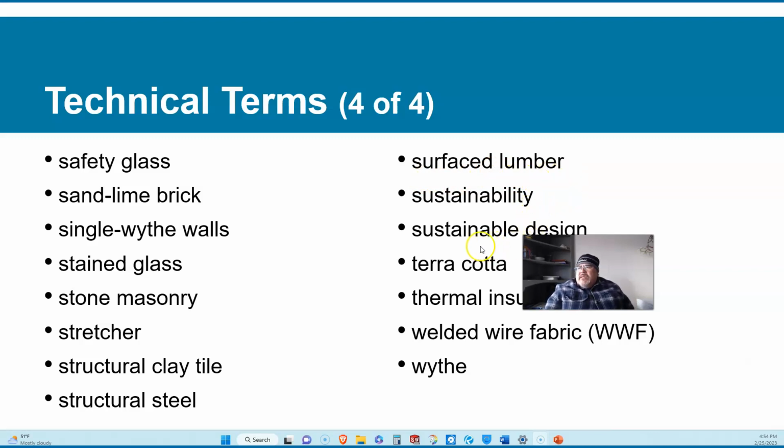Sustainability. Sustainable design. Something that is designed with an intent to maintain a certain sustainability. So terracotta. What is terracotta? Where is it used? What's it used for? Just so some are aware, it's a type of clay tile. Thermal insulation. We've spoken about insulation, different types. What is thermal insulation? What is a welded wire fabric or a WWF? What is wythe?